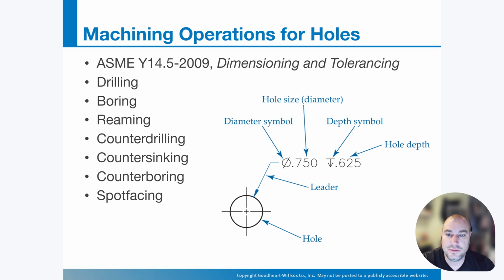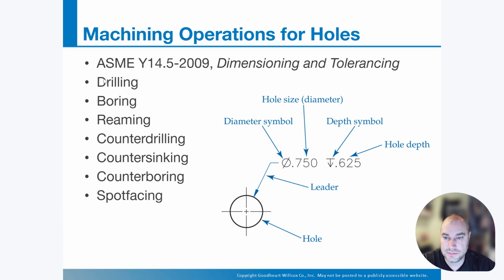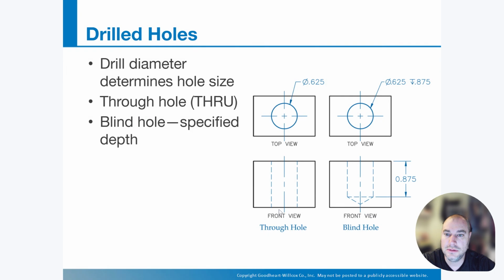Machining operations for holes: dimension tolerancing, drilling, boring, reaming, counter drilling, countersinking, counter boring, and spot facing. Okay, you have your hole, your leader, your diameter symbol, your hole size, right? Depth symbol, and then hole depth. All right. So once again, those are all machining operations for holes.